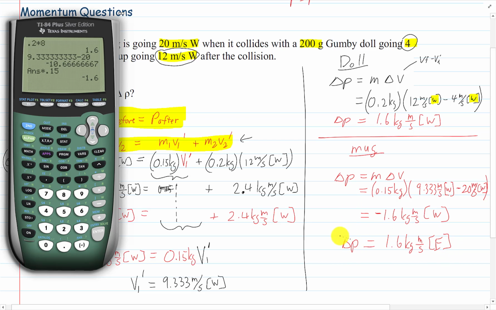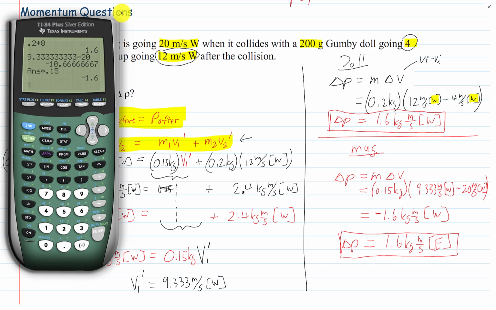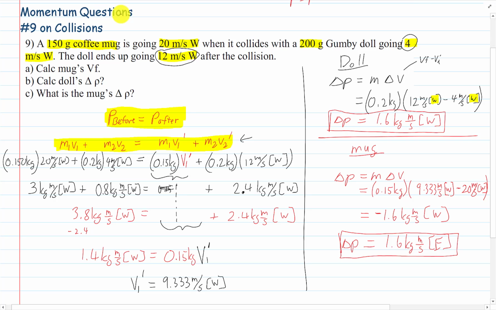So the change in momentum of one object has to equal negative the change in momentum of the other object, and it proves out that it does. Why is that? Because momentum is conserved. As one gains momentum, the other one has to lose momentum. There we go. That's the good question.